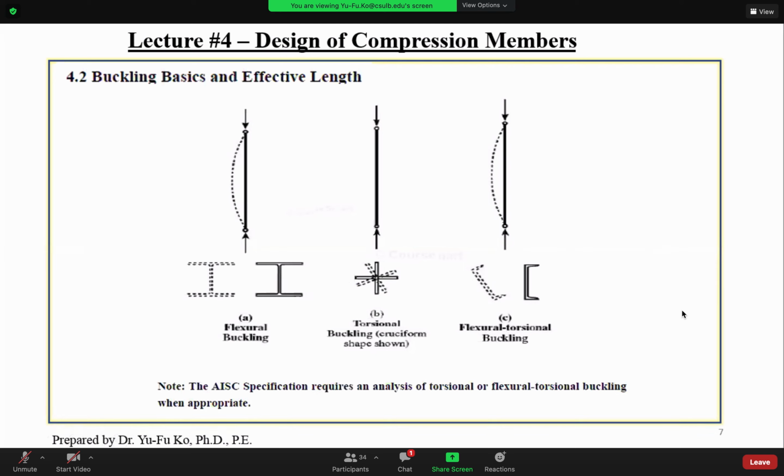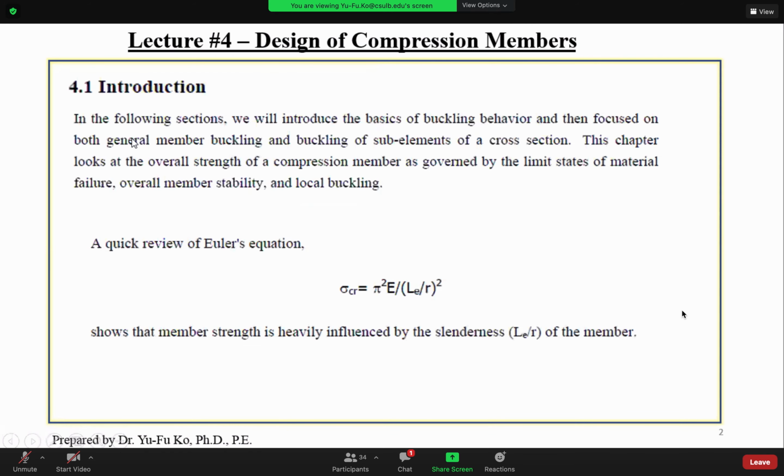So what if your boundary condition, your end condition, is not pin-pin? Then he also derived other equations for different support conditions. Later on, we will cover how to account for different conditions at the top and bottom, which is the end of the column. But remember, when Euler derived this equation, he assumed pin and pin support on top and bottom of the member.